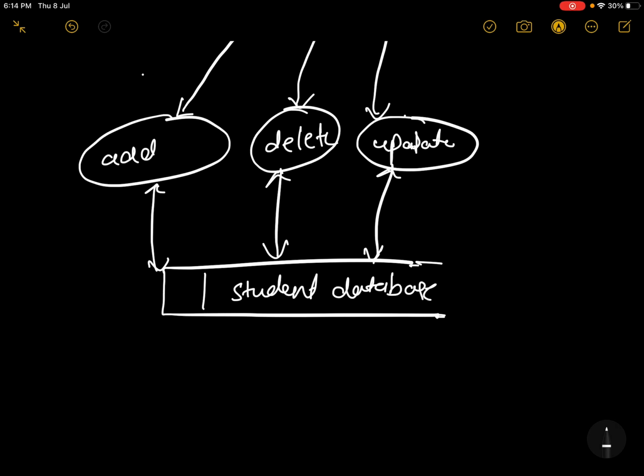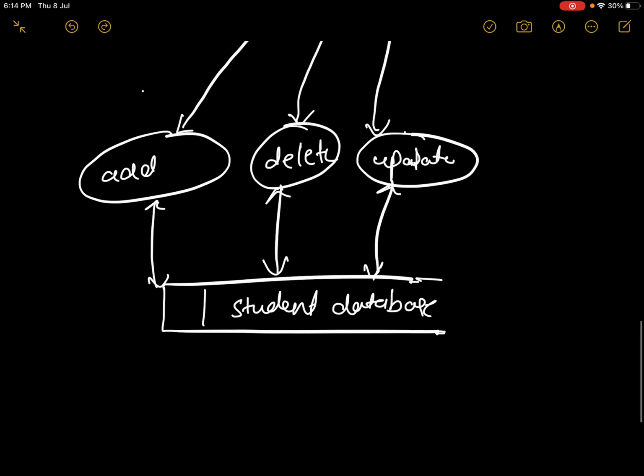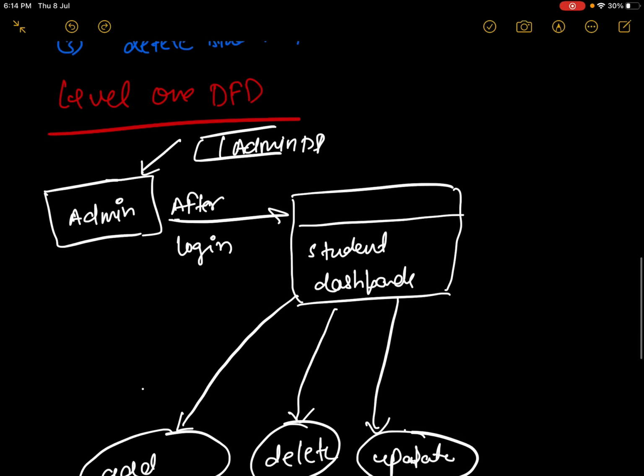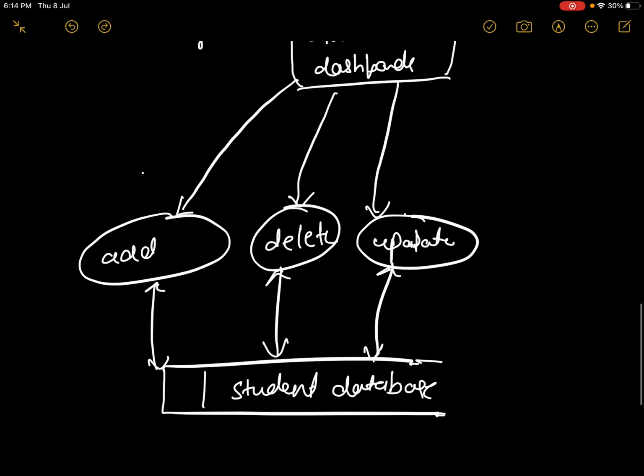Yeah. So this is the complete diagram for the level 1 DFD. You can see, guys, starting from the admin after the successful login, and the username and password is coming from the admin database, and after it will go to the student dashboard, and after then it can perform multiple operations like add, delete, and update. And in all these operations, the data will change inside the student table.